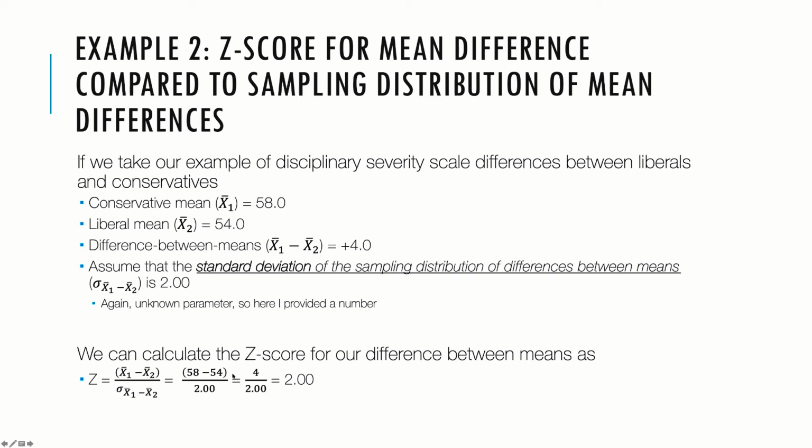So z is 58 minus 54 divided by 2, which is unknown, but I gave it to you. So 4 divided by 2 is 2. So now we have a z-score of 2. Now what do we do with that 2? Is it extreme enough? I still don't know if it's extreme enough. That's right. We don't know, but we got a z-score. We can do something with that.